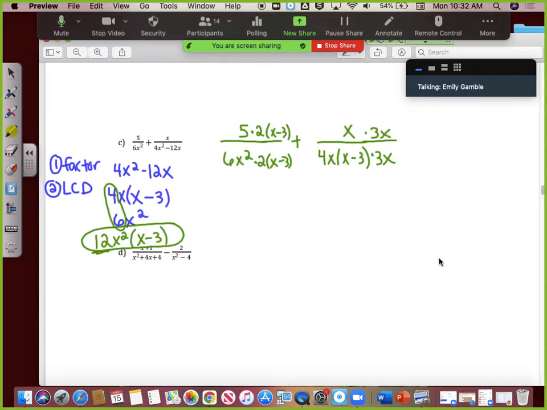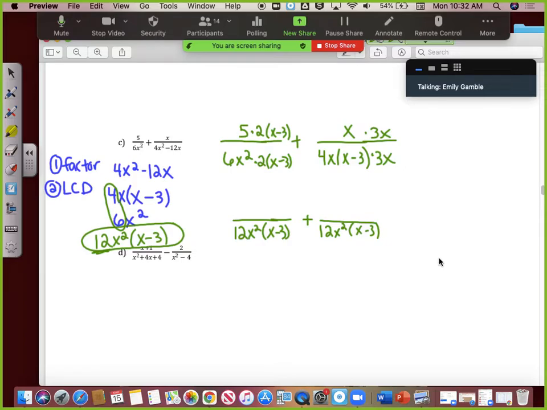Now looking at the process, I multiplied both things by other things, but I'm basically doing that so that I can get them both to equal 12x squared times x minus 3. If I do that, 6x squared times 2 here, I have 12x squared, all times x minus 3 on this side, plus 4x times 3x is 12x squared times x minus 3. They are now equal, and so then I can multiply the numerators and add them.